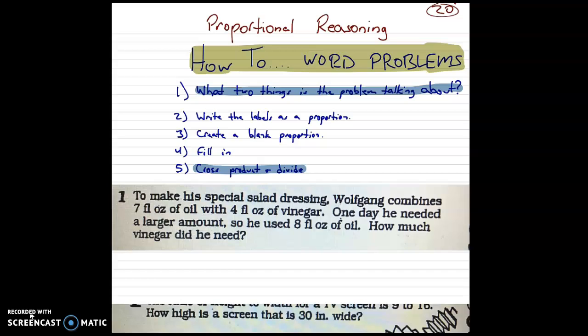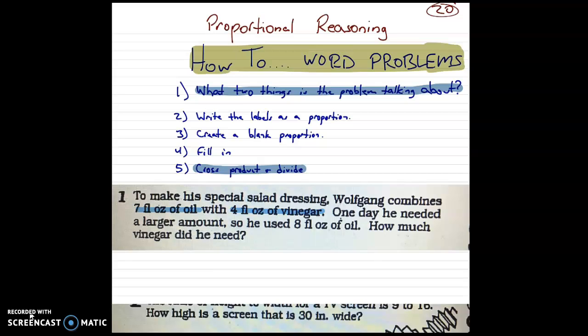Alright, so first off, what 2 things is the problem talking about, specifically? And typically a number is going to be attached to those things. Wolfgang combines 7 fluid ounces of oil, 4 fluid ounces of vinegar. So what are the 2 things he's talking about? He's talking about oil and vinegar.